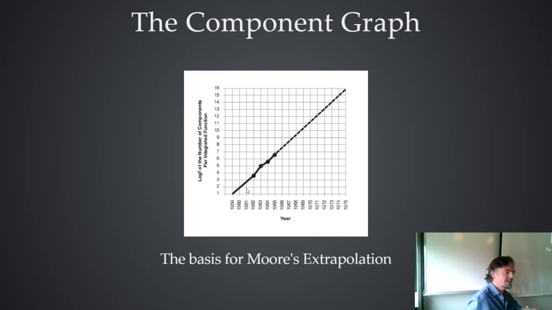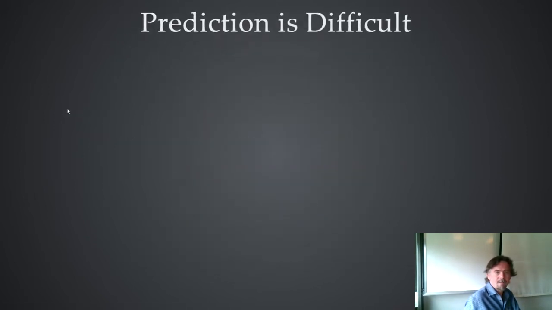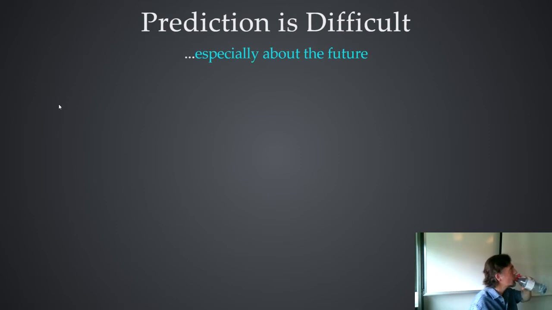I mean, if you think back in the 60s where they're only putting like 30 on a chip, and somebody's telling you, I think in 10 years we'll be able to do 16,000, that would kind of seem a bit much. But that was his claim. But prediction is difficult, especially about the future. That's a famous quote.